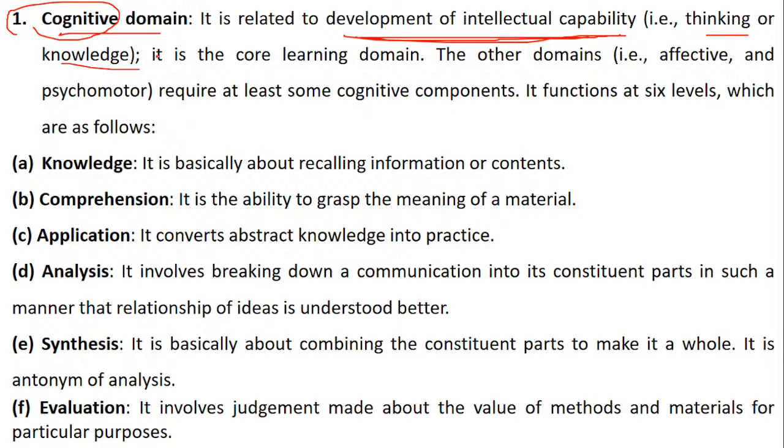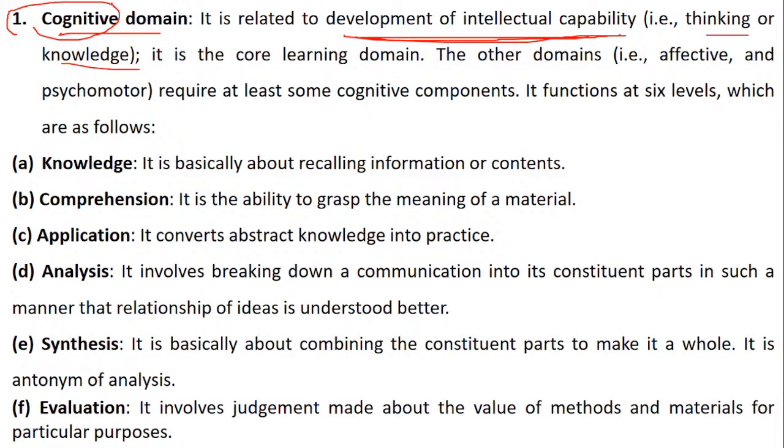So basically we are talking about the cognitive domain. This domain indicates the development of intellectual capability. So from which level does it start? It is basically from thinking, or from knowledge. Important concepts. Now try to understand in a little detail what exactly this domain is about. It is about thinking and knowledge.